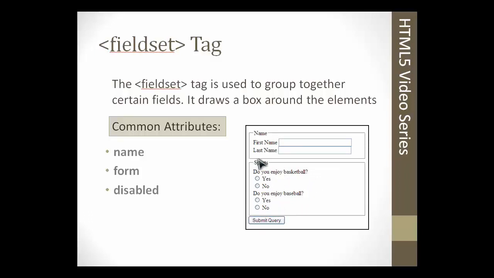And that would, by default, your browser will most likely draw a border around it with the label of the fieldset here. And as far as attributes, we have the name, just like any other form field. The form, which would just specify the name of the form, and then we have a disabled attribute, and this would just disable all the fields within a certain fieldset.